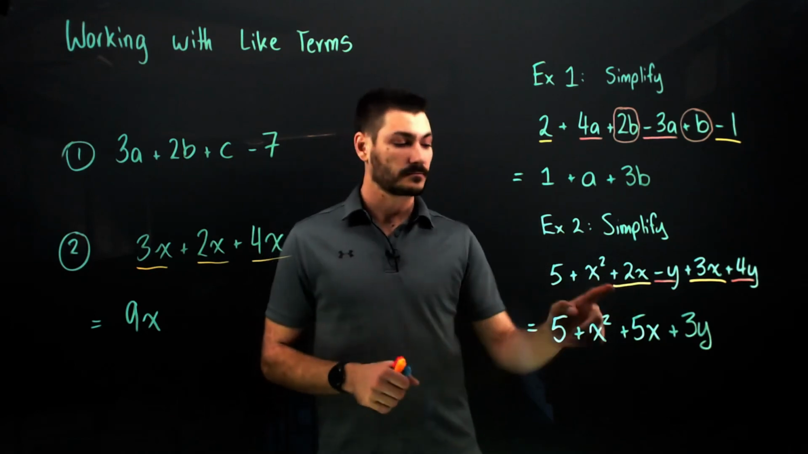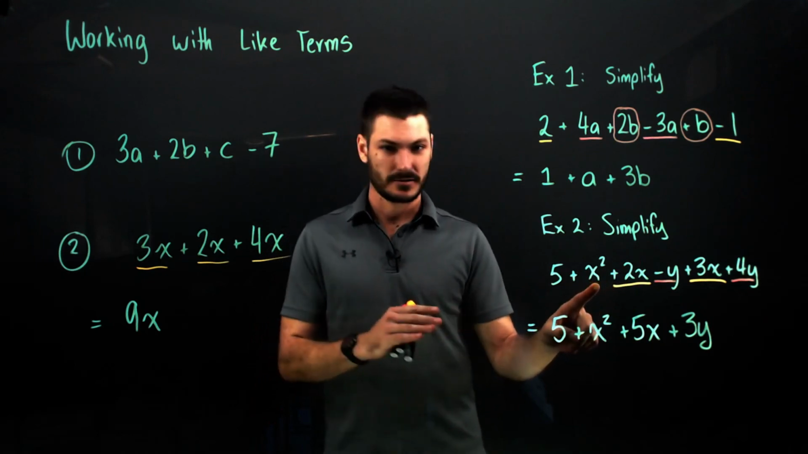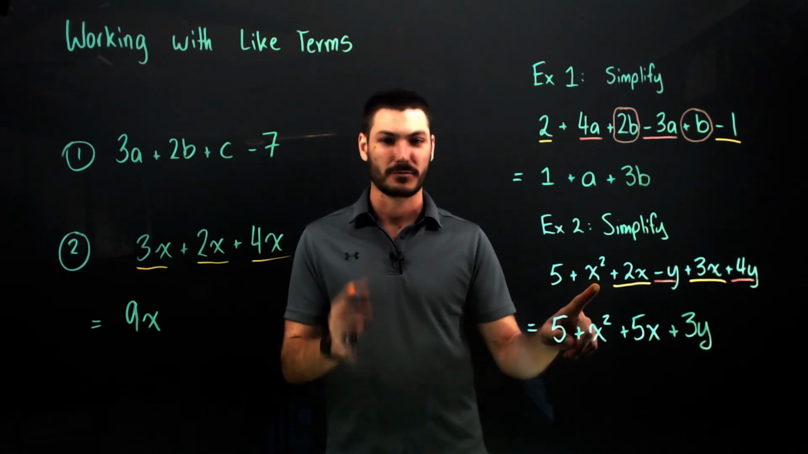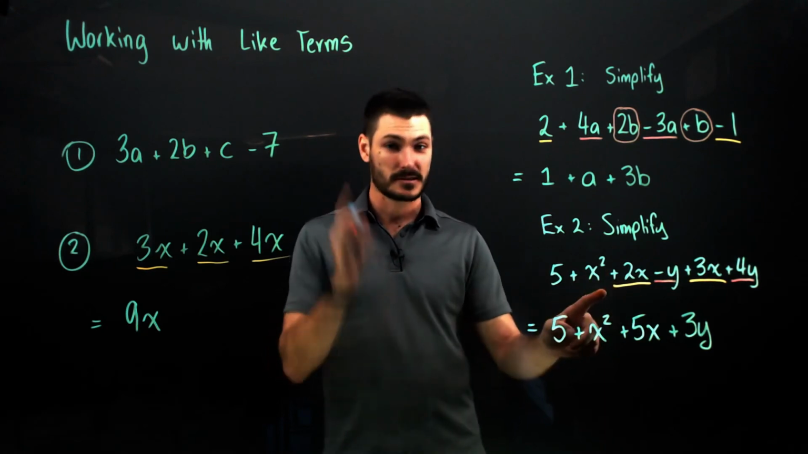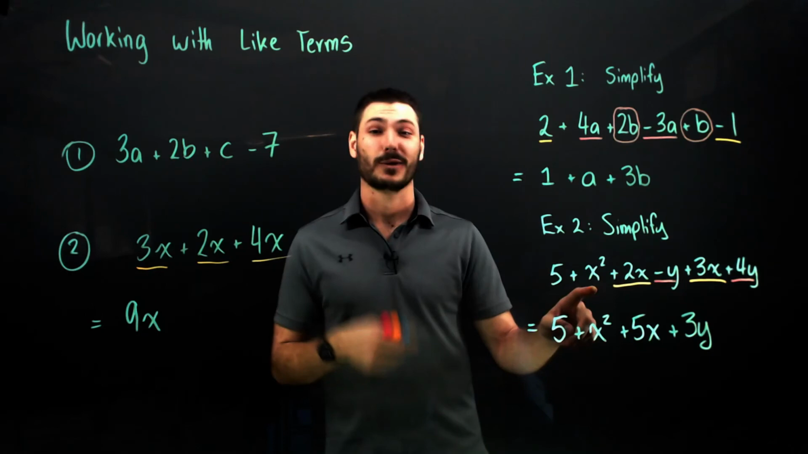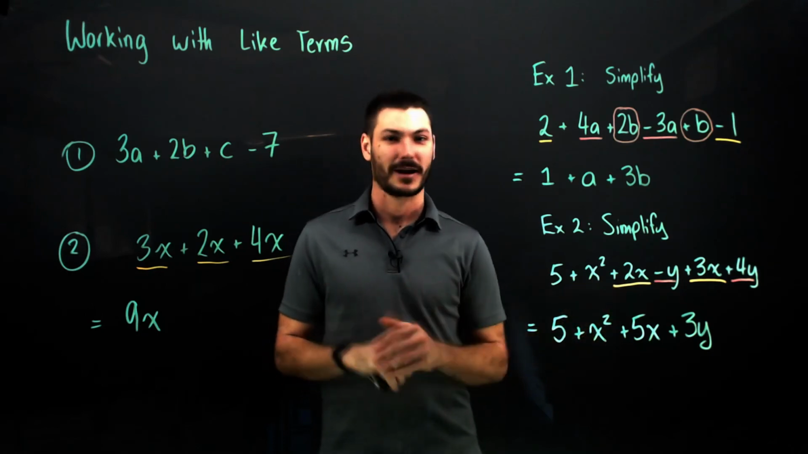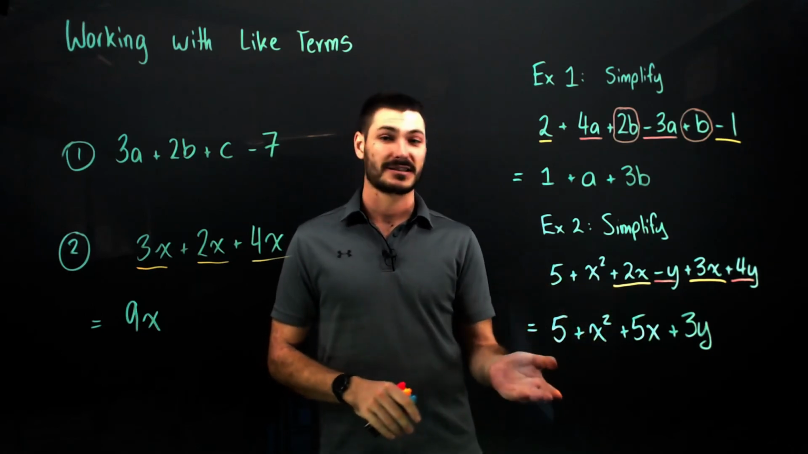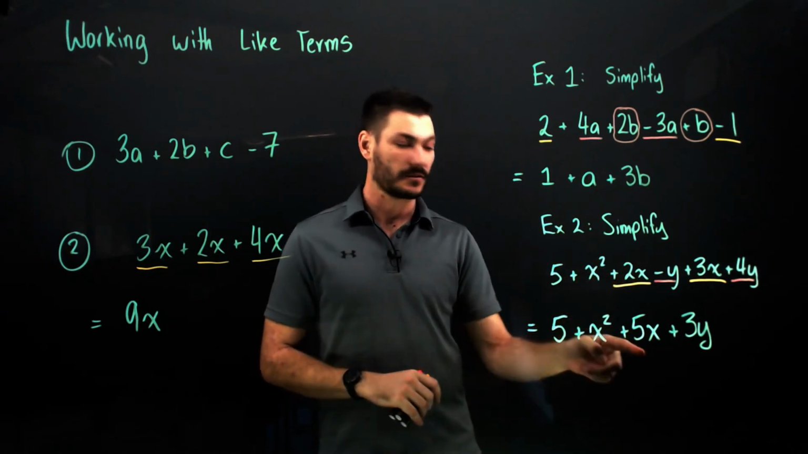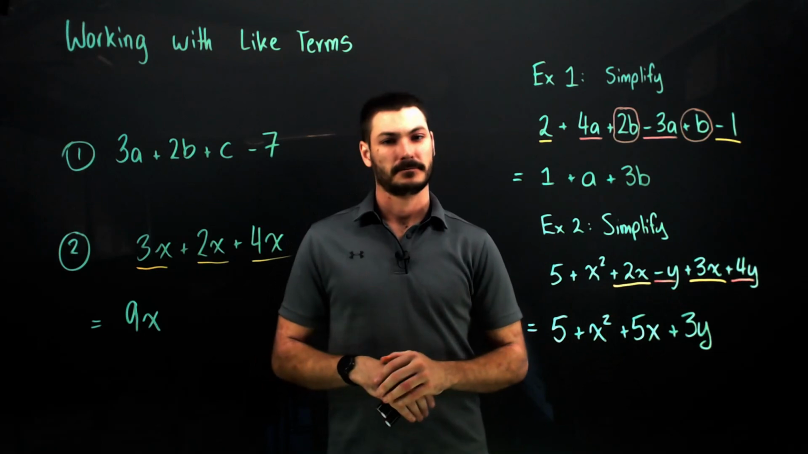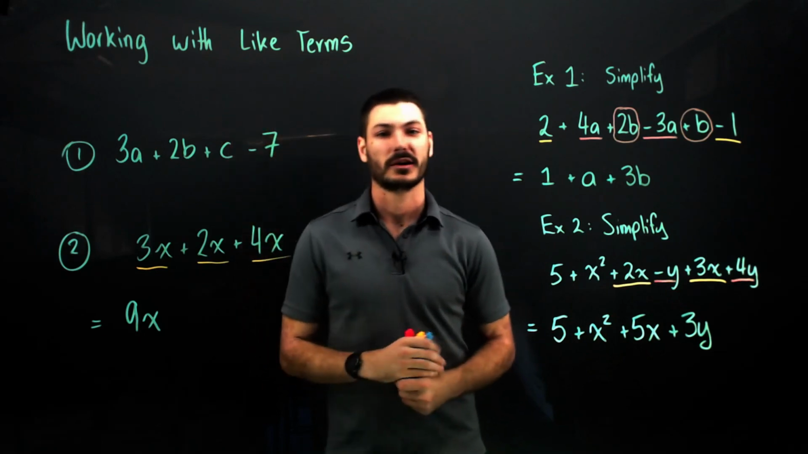The second trick is that x squared is not, repeat after me at your computer with me, not like 2x, okay? X squared is, correct? X squared is not like 2x, they're not alike, you can't do anything with them. So our final simplified expression is 5 plus x squared plus 5x plus 3y. Okay, hope this helped with you working with like terms.